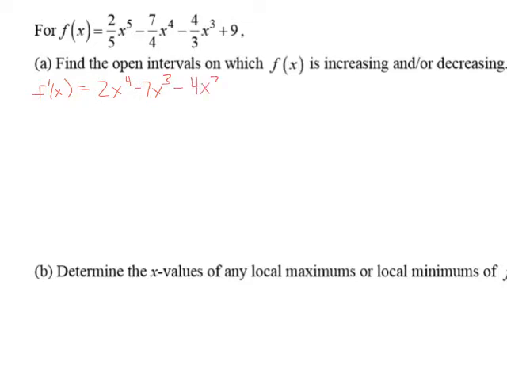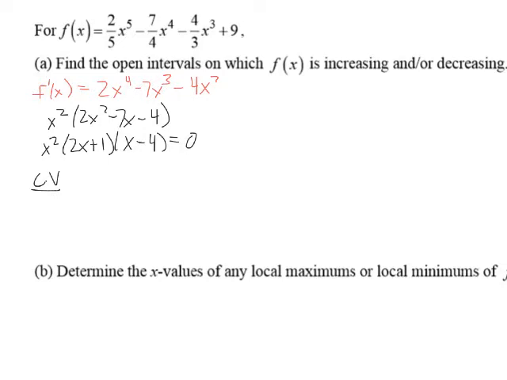And if we go about trying to find our critical values, we can factor an x squared out, and from there we can even factor it a bit further, and this allows us to use the zero product property and identify 3 critical values. We have one at 0, one at -1/2, and one at 4.